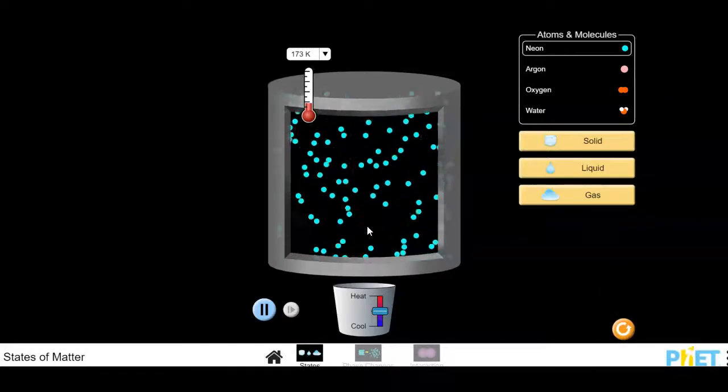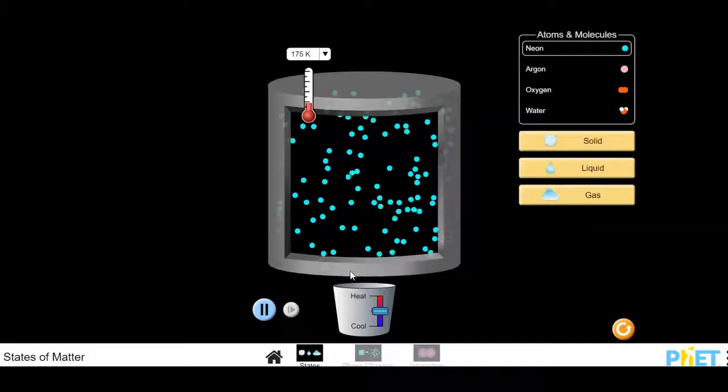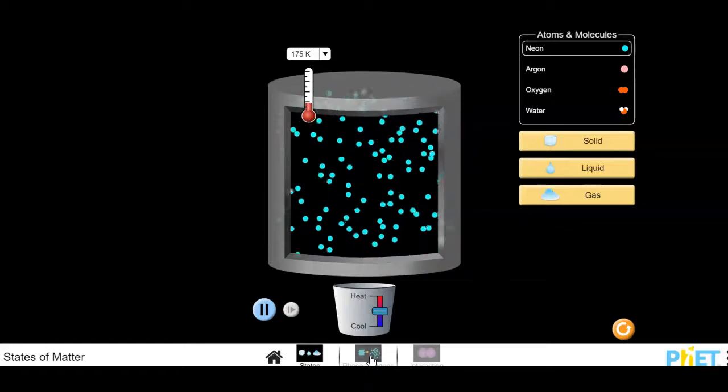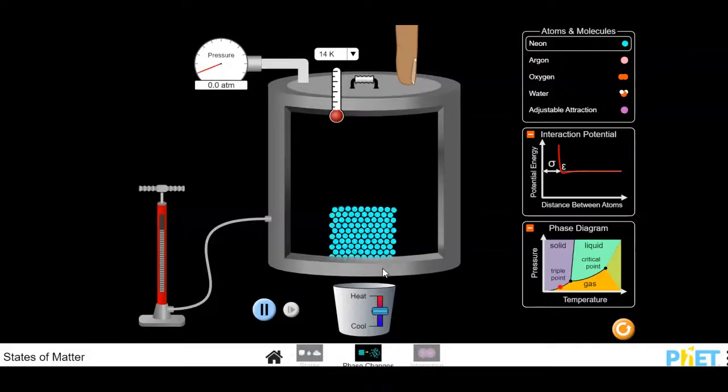Okay, so that answers the first question. Now, the second question, we're going to switch our simulation to phase changes. And what we're going to look at now is pressure and what happens with the pressure as we do some different things.